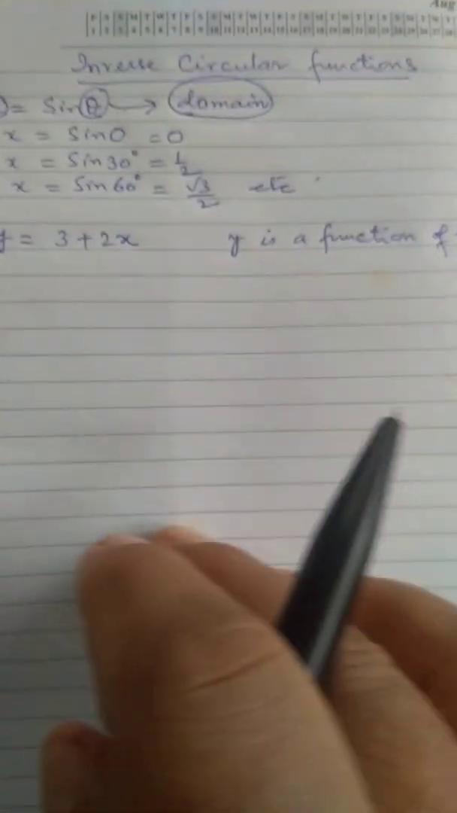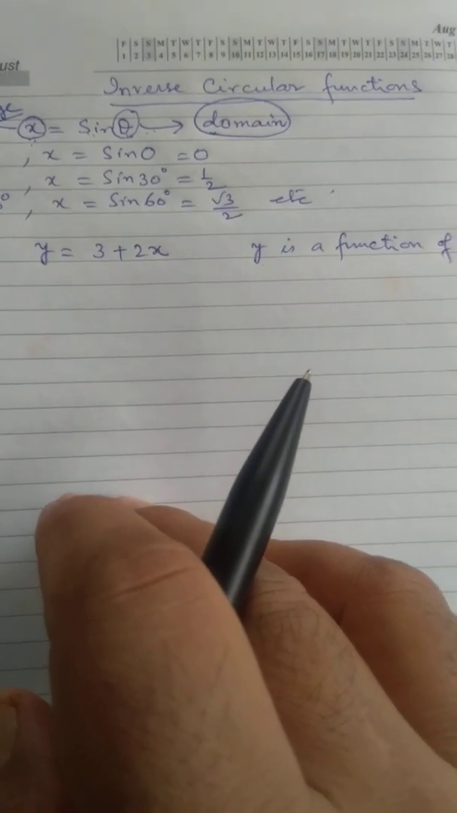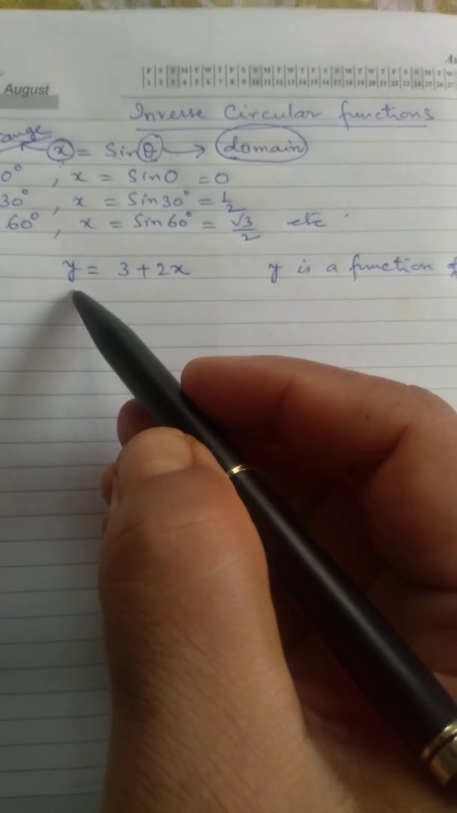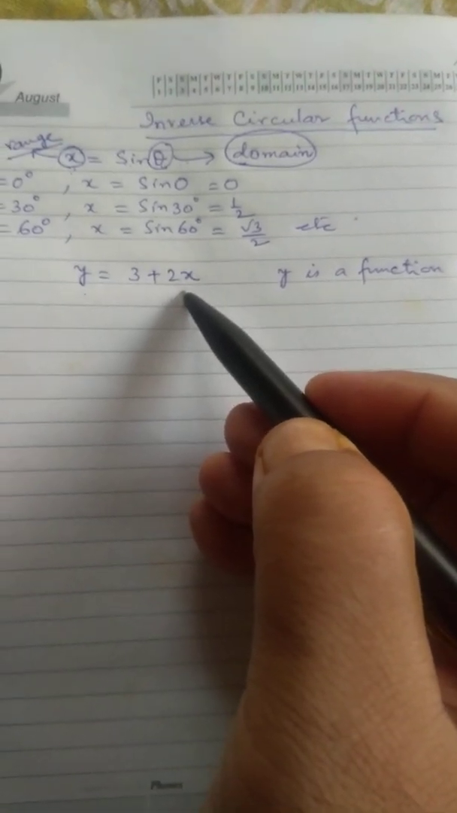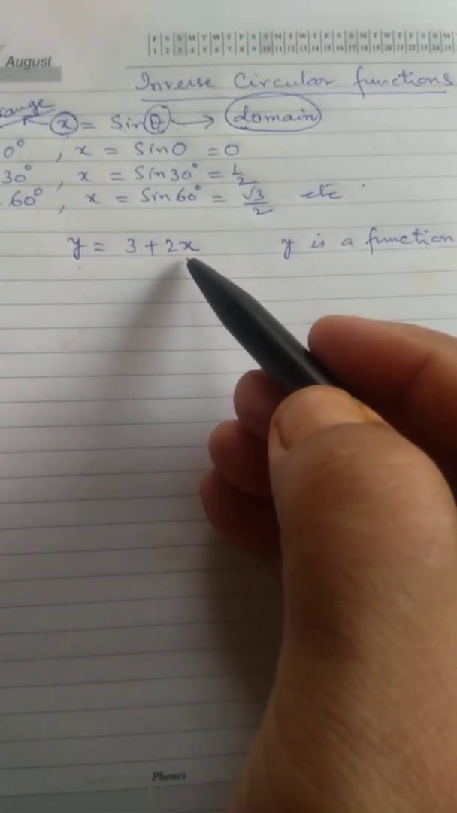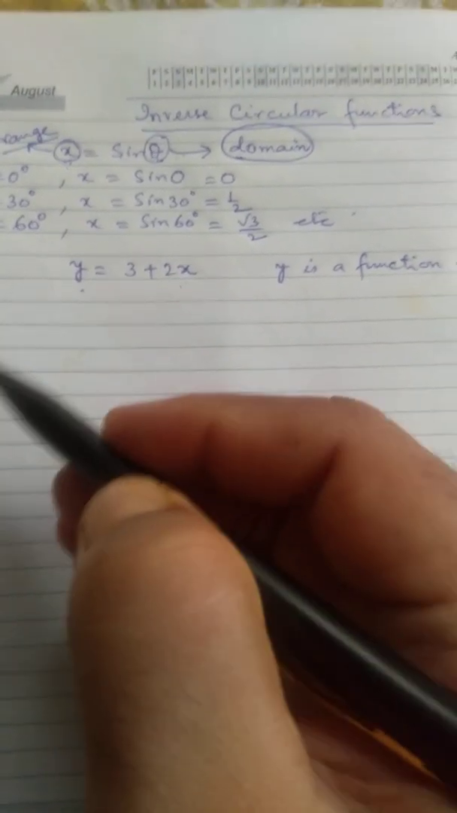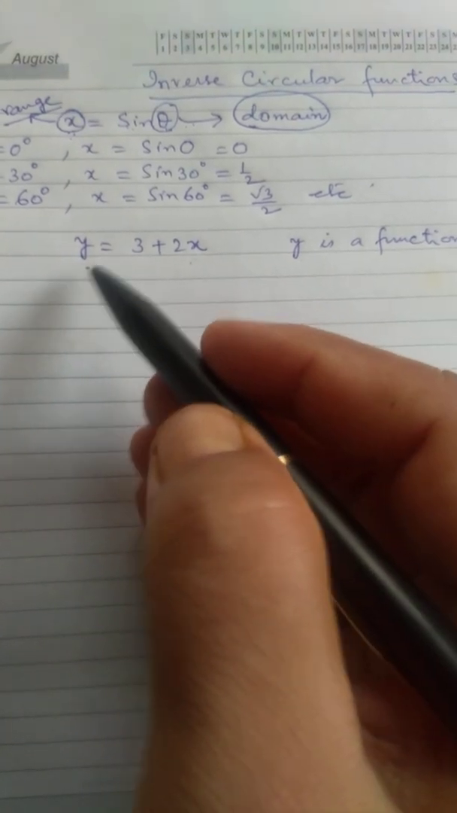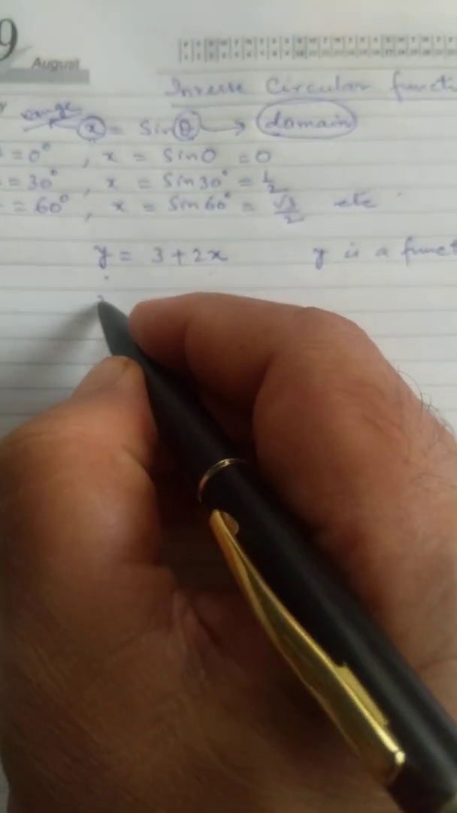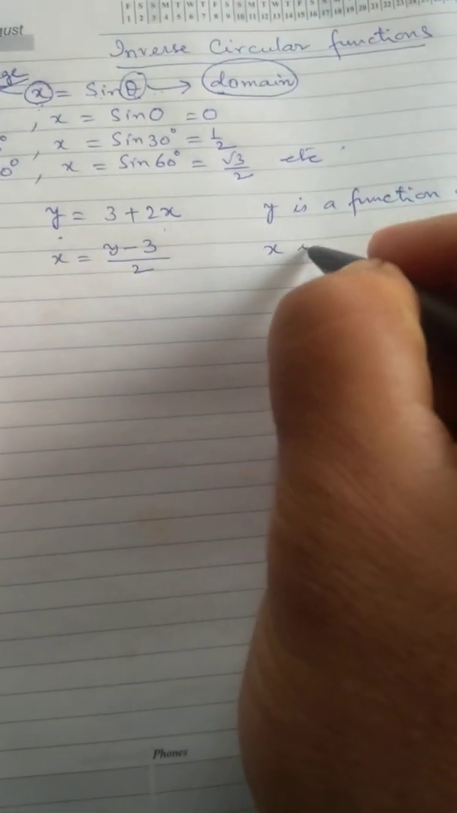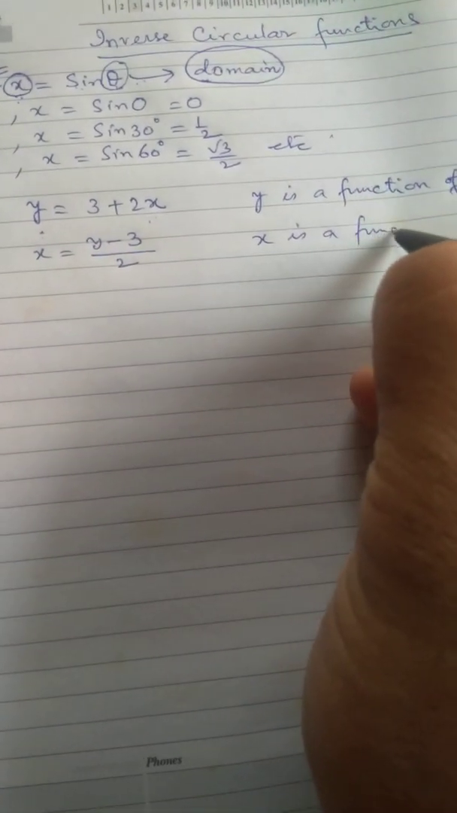In mathematics, boys, we always have a technique that if we are able to express y in terms of x, then is it possible to express x in terms of y or not? Here, if you want to express x in terms of y, you can write x is equal to y minus 3 whole divided by 2. Now, what is the difference between the two? Here, x is a function of y.